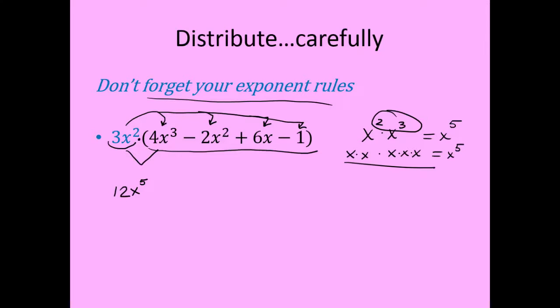Let's continue. So 3x squared times negative 2x squared is negative 6x to the fourth. Then we do 3x squared times 6x. So I get 18x to the third. Remember, this is x to the 1, not x to the 0. And finally, 3x squared times negative 1 is just negative 3x squared. And that's how you multiply a monomial by a polynomial.